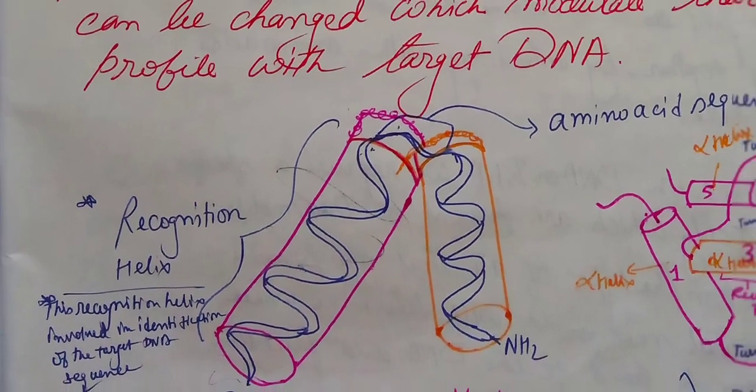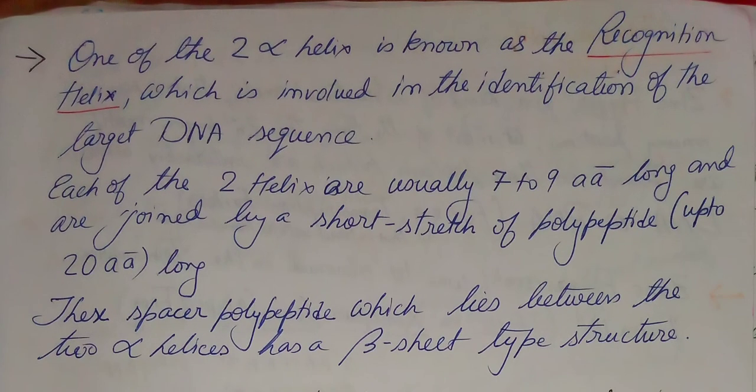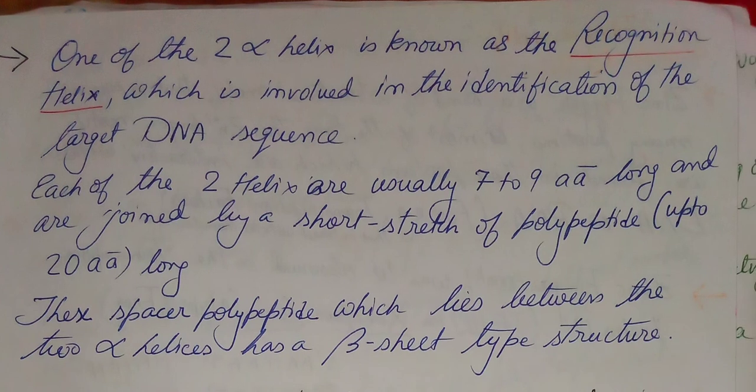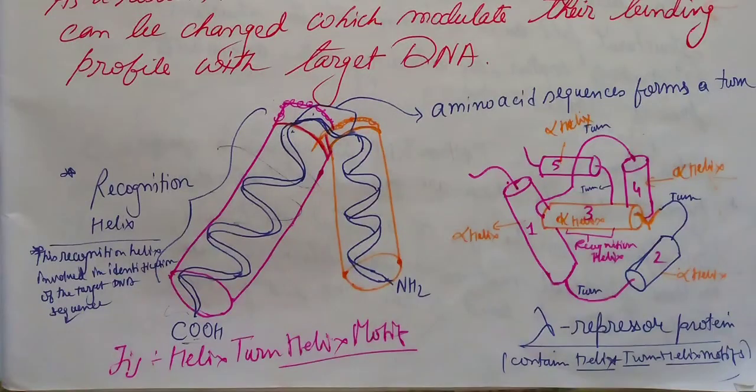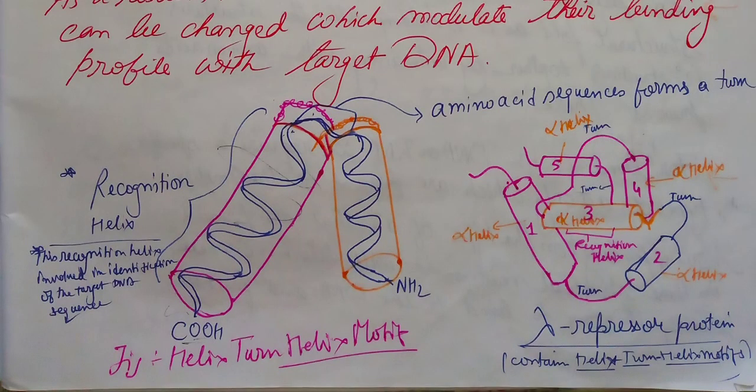So you can now match this point with the diagram. One of the two alpha helices is known as the recognition helix, which is involved in identification of the target DNA sequence.